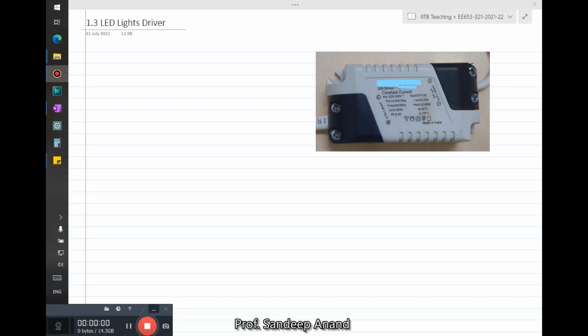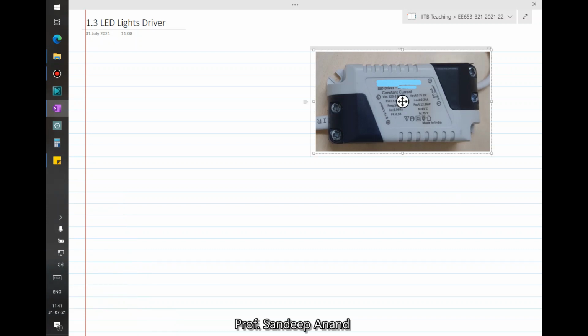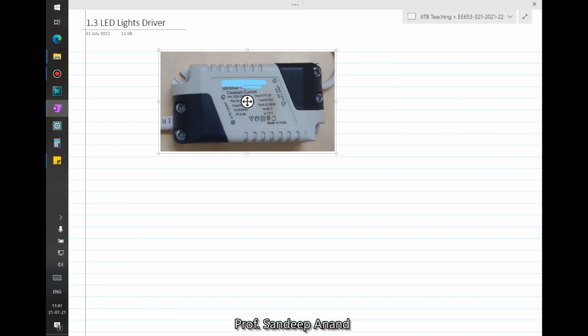All right, now the question comes: what goes inside this small box, right? That is the question. How does it do it? It takes AC input, it gives DC output, regulated current. What all goes inside this box? Let me use maybe a pen and a paper and show you a little bit more about this. Let's see what goes inside this LED driver.